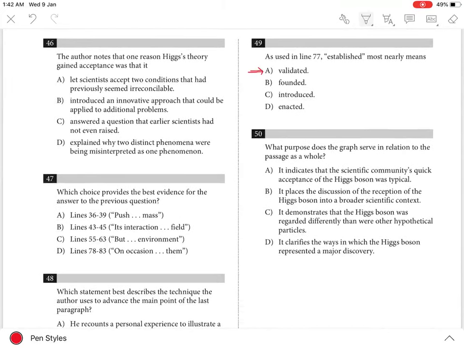Choices B, C, and D are incorrect because in the context of the paragraph describing a scientific theory as being established, the word established means validated or proven, not founded, introduced, or enacted.